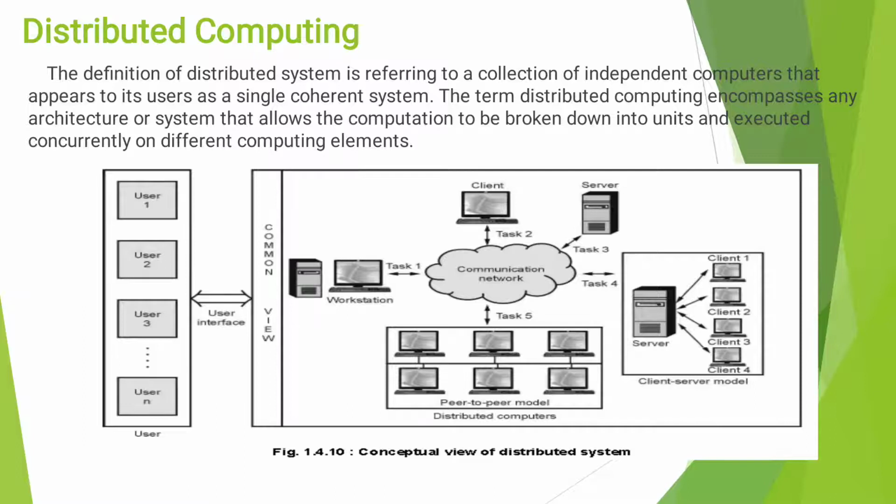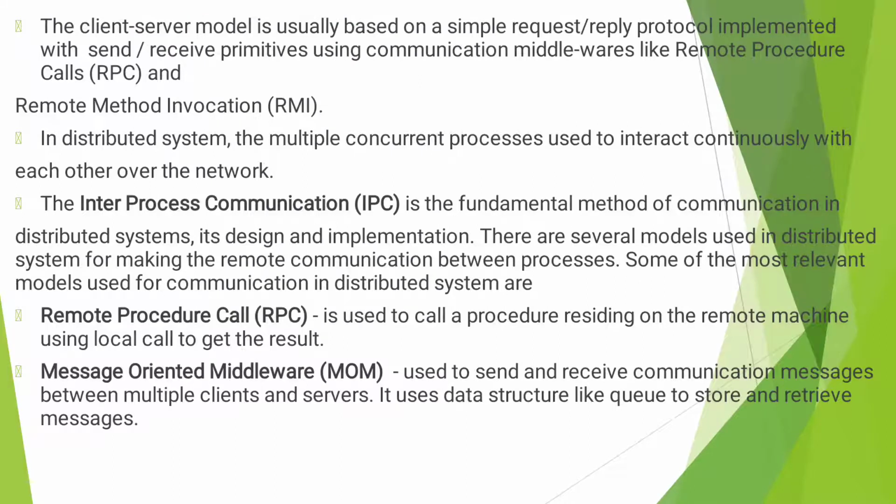Here you can see multiple tasks are assigned to a single communication network and they are accessed by multiple users. So this is called distributed computing. In a distributed system, multiple concurrent processes interact over the network. The interactions happen with the help of some messaging protocols.